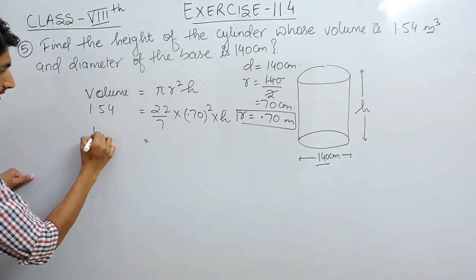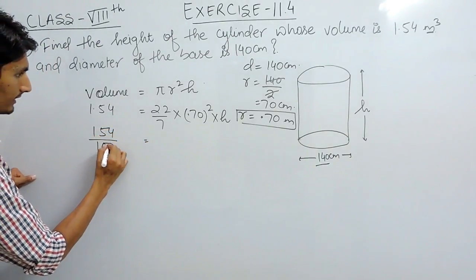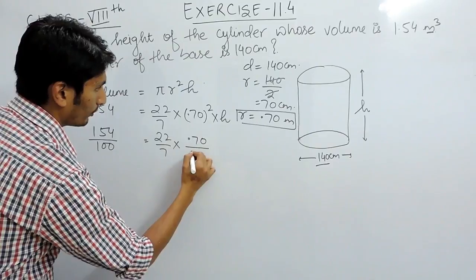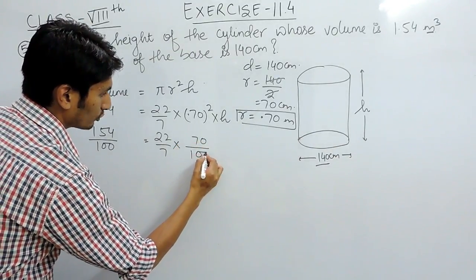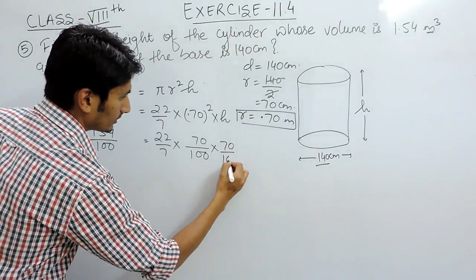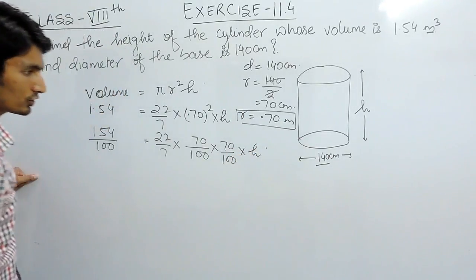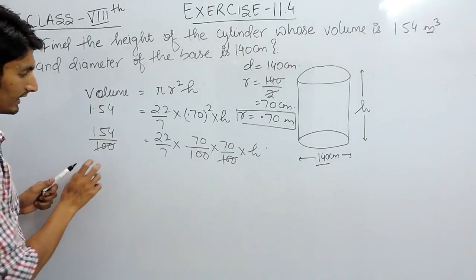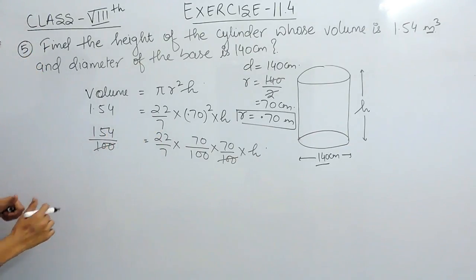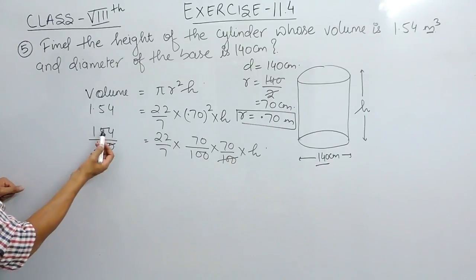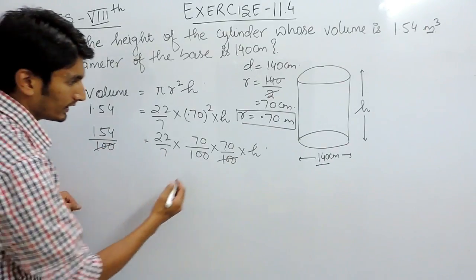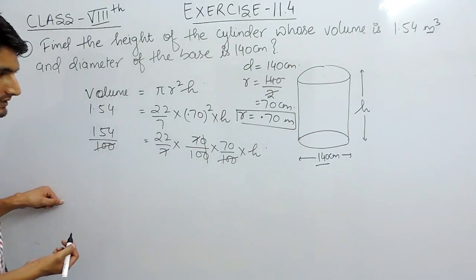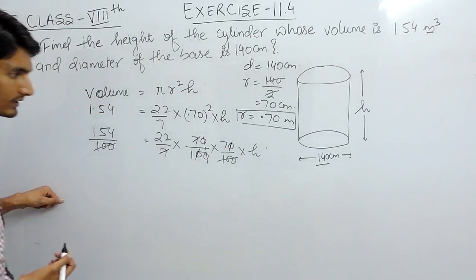So solving this, it is 154/100 equals 22/7 into 0.70 upon 100, again upon 100, multiplied with h. Now this 100 can be cancelled with this 100. We know that when there are fractions on both sides of the equals sign, numerator and numerator can be cancelled out, and denominator can be cancelled out. This 0 can be cancelled with this, 7 can be cancelled with this 7, and this 0 can be cancelled with this.